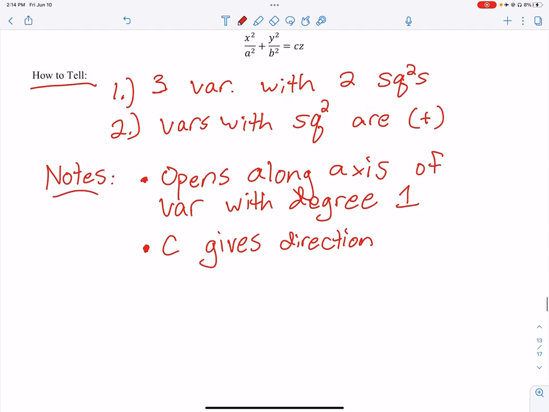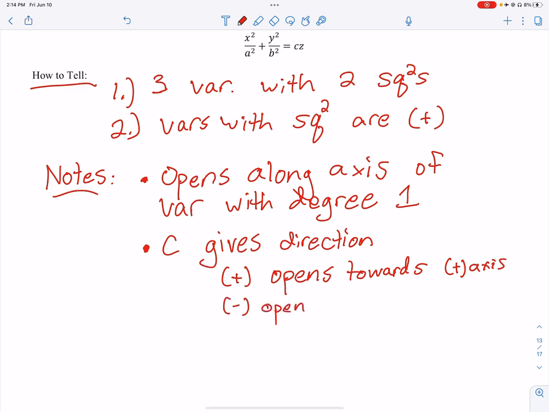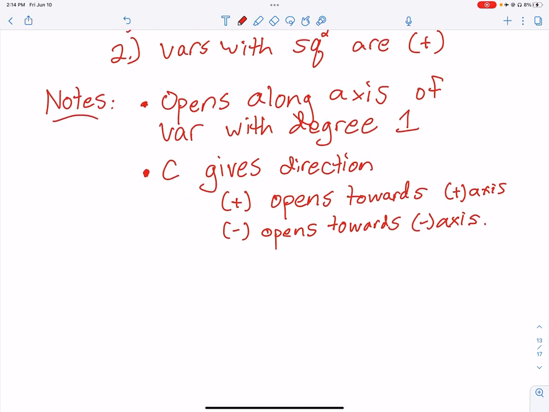And this is weird because we're in 3 dimensions, so we can't really talk about up, down, left, right, stuff like that. So if it's positive, it opens towards, this is going to feel silly, the positive axis. Negative opens towards the negative axis. Towards the positive numbers, towards the negative numbers.